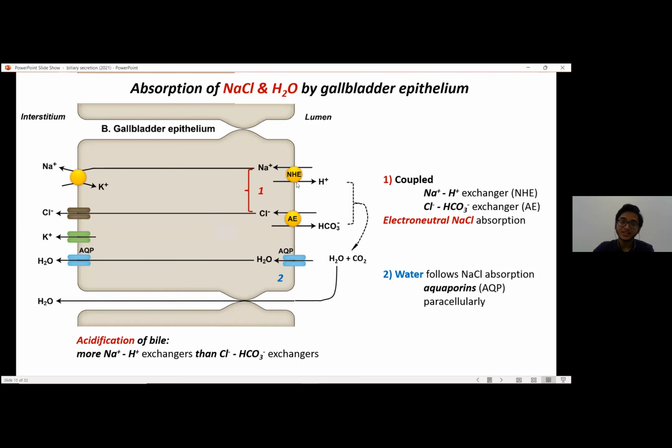You need to know that the way the gallbladder concentrates bile is it absorbs sodium and it absorbs chloride. If sodium is being absorbed, water basically follows sodium, right? So water is absorbed as well. Need to know that, that's it. And because sodium is positively charged and chloride is negatively charged, you're absorbing a positive charge and a negative charge, so this would be electroneutral.